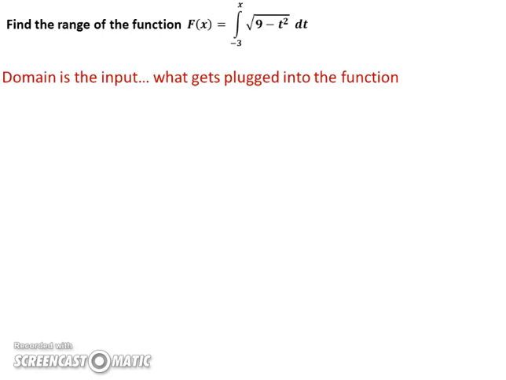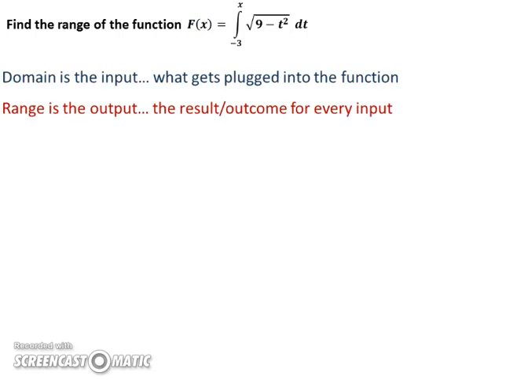Domain is the input of a function. It's what gets plugged in. So we're dealing with f of x, so our domain is x. Range is the output. It's the result, the outcome for every input. So once we plug a number in for x, the range is the output, like whatever happens. So in this case, all the values of x represent the input.